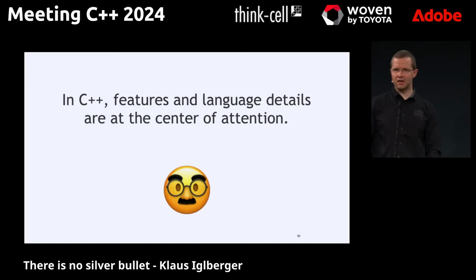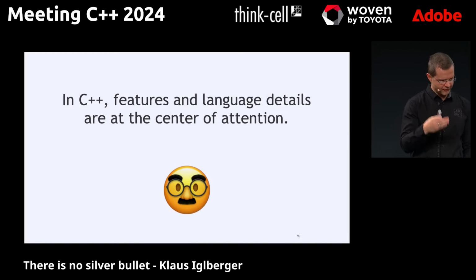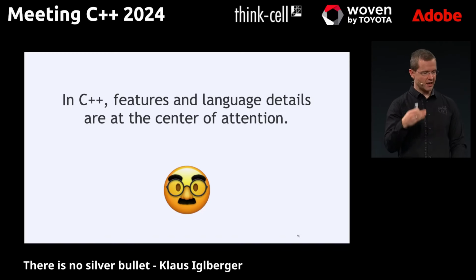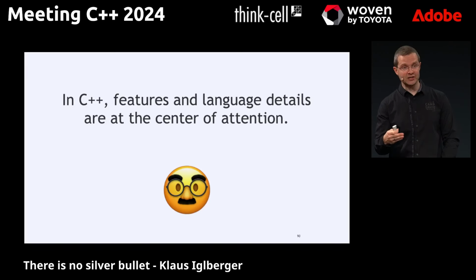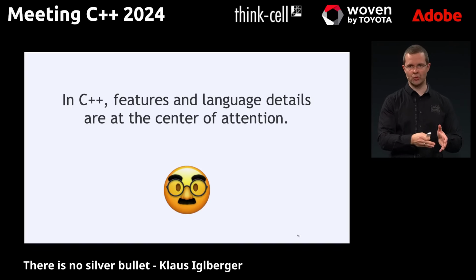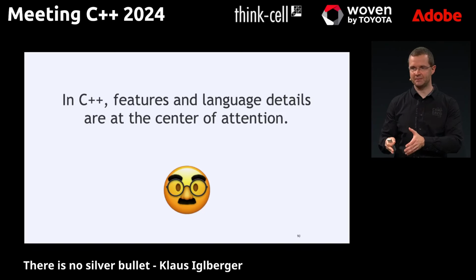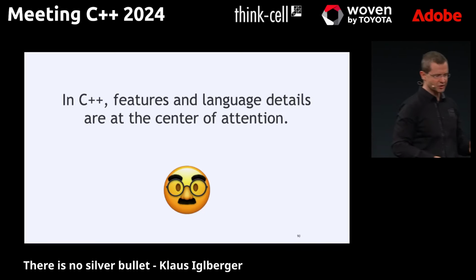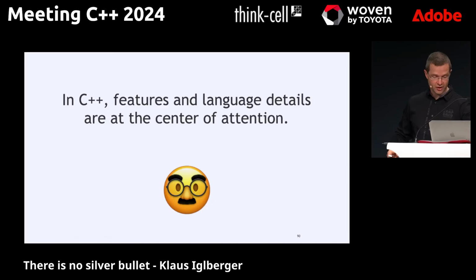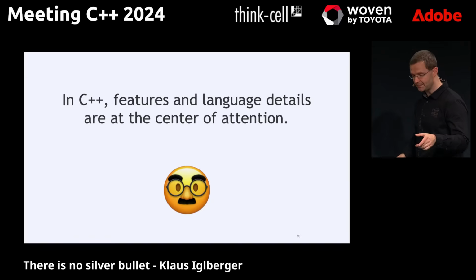And I think this is some kind of a culture in C++. In C++, features and language details have a much, much higher priority, apparently. They are kind of at the center of attention. You're mostly talking about how this feature works, how this code can be implemented. But we very rarely actually talk about design, how things should relate to each other, how things should be organized.